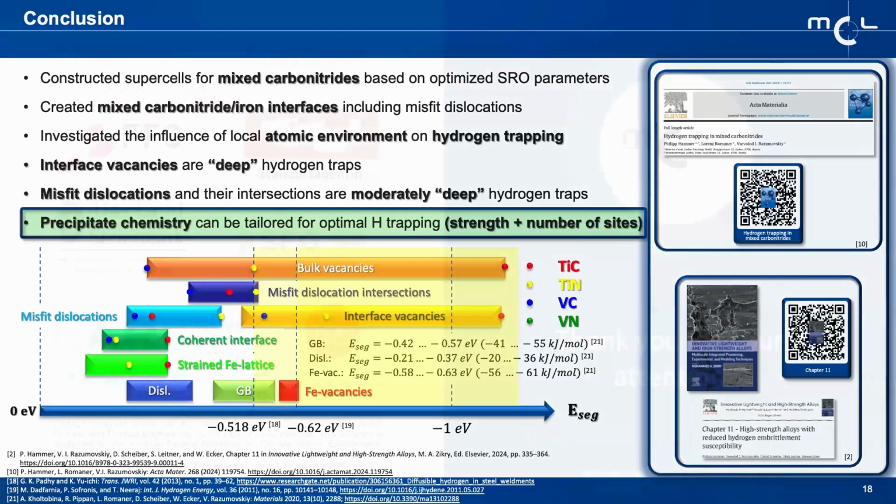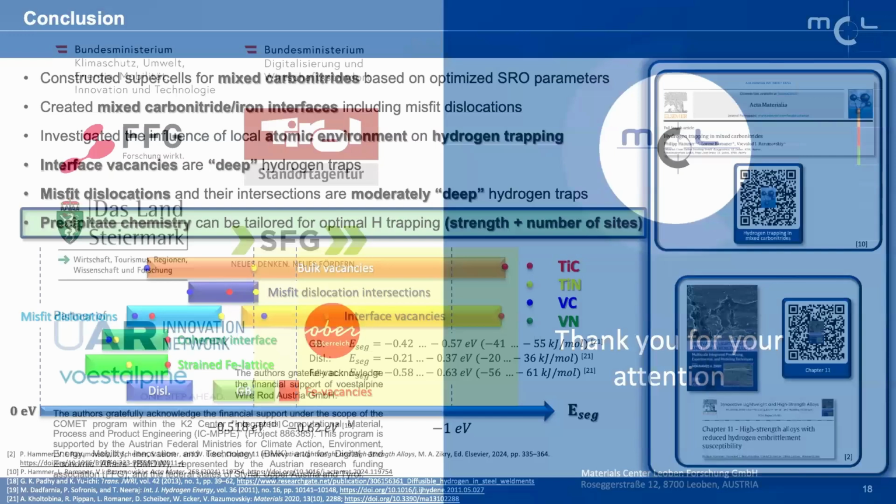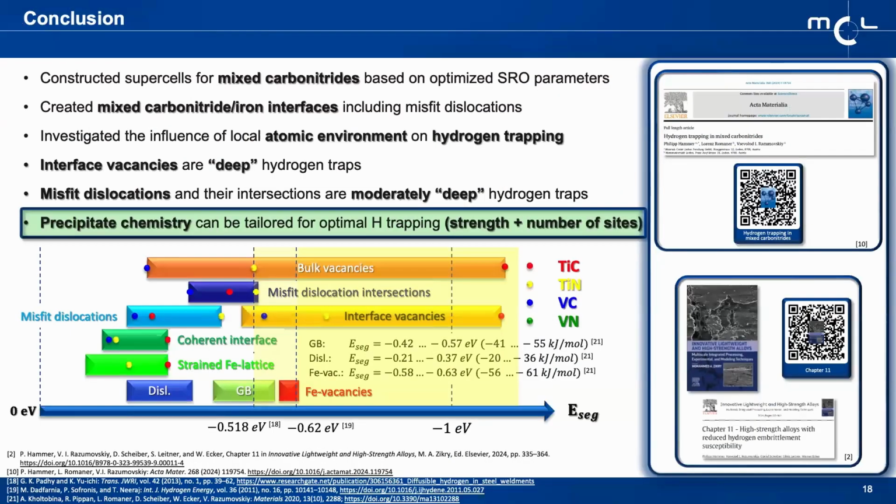Before I leave you with the conclusion slides, I want to thank you all for your kind attention. I want to thank our funding partners, and I want to leave you with three things. First, a conclusion slide, where you can put all this in relation to other existing traps. I want to leave you with an open mind for discussion. And I want to leave you with a take-home message: we can do precipitate chemistry design in terms of strength and number of hydrogen trapping sites. Thank you very much.